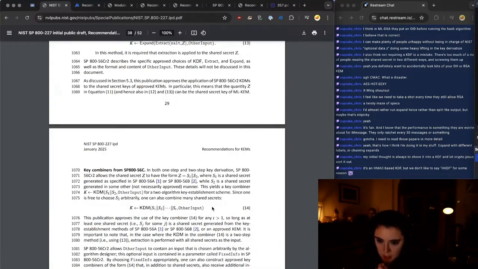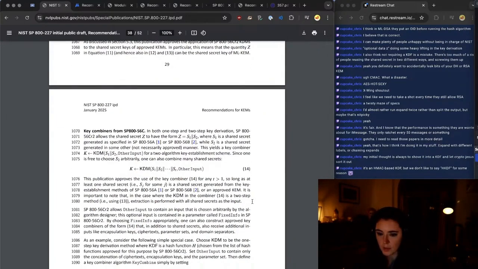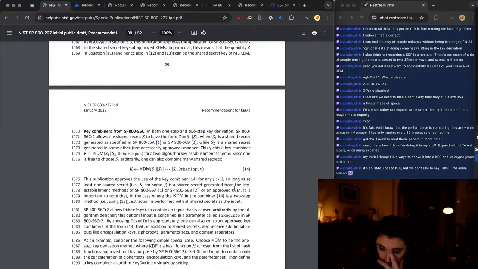Yes, you can combine many shared secrets. Okay. This publication approves the use of the key combiner 14 for any t greater than 1 so long as at least one shared secret is a shared secret generated from the key establishment methods of 56A or 56B or an approved KEM. Or an approved KEM, okay. Important to note that in the case where the KDM in the combiner 14 is a two-step, extraction is performed with all shared secrets input.